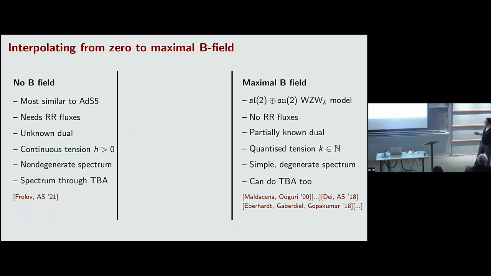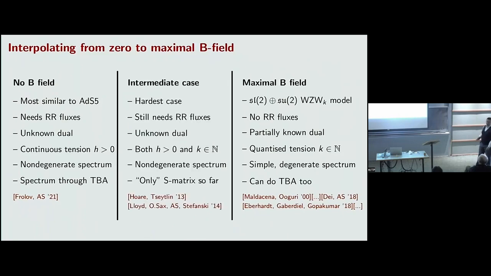And of course, in the CFT language, you can even do more than just the spectrum, but let's stick to the spectrum. And then you have in between, and in between is the hardest thing. Now, you still have Ramond-Ramond fluxes. The dual is still unknown. And now you have two parameters, the H, which is continuous, and the K that is quantized. We expect that the spectrum is as non-degenerate as the case with no B field, probably even messier. And in this case, we don't know very much.